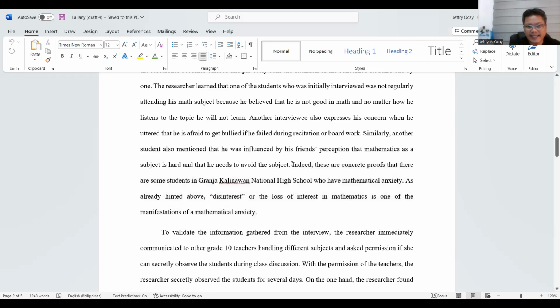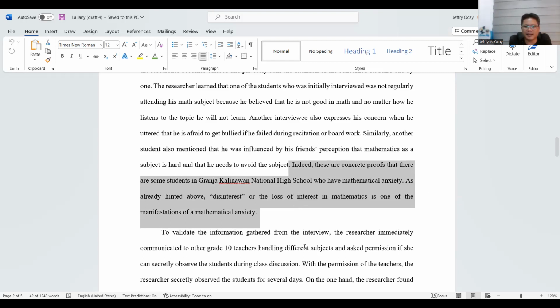So again, we say here, indeed, these are concrete proofs that there are some students in Granha Kalinawan National High School who have mathematical anxiety. As already hinted above, disinterest or the loss of interest in mathematics is one of the manifestations of mathematical anxiety. We're safe now. There are indeed students in Granha Kalinawan National High School who are experiencing mathematical anxiety. That's proof enough. But we need to push the idea farther.